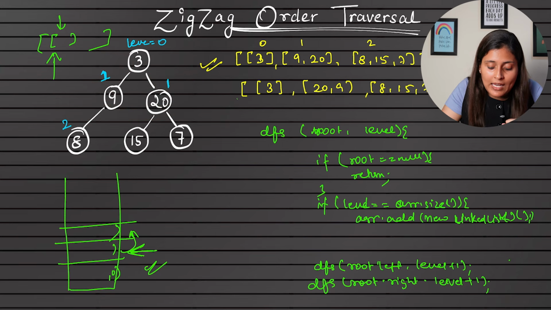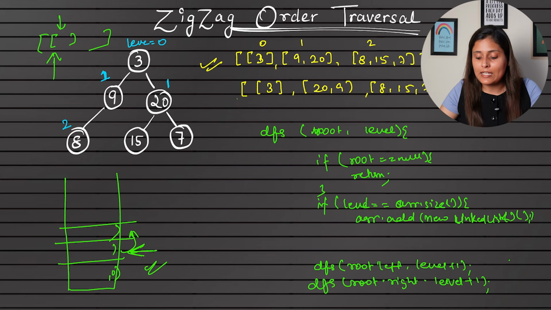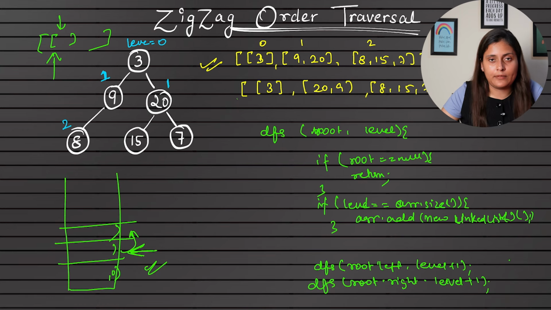So how can we check? Level is 1 and size is already 1. So we want one more. So similarly, we have written if level is equal to array size, then there is a need to add that extra DQ or linked list, which will act as a sublist, correct? In level order traversal we saw that. Okay, done.